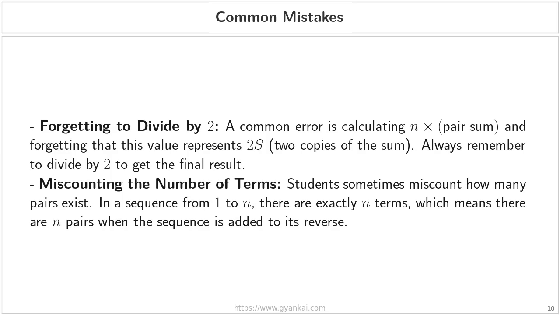Second, be very careful not to miscount the number of terms in your sequence. It sounds simple, but it is easy to lose track, especially when a sequence doesn't start at 1. As we saw in our example, when we add a sequence of n terms to its reverse, we end up with n pairs. If you miscount how many numbers are in your list, your entire multiplication will be off. Always double-check your count of the terms before you proceed with the calculation.